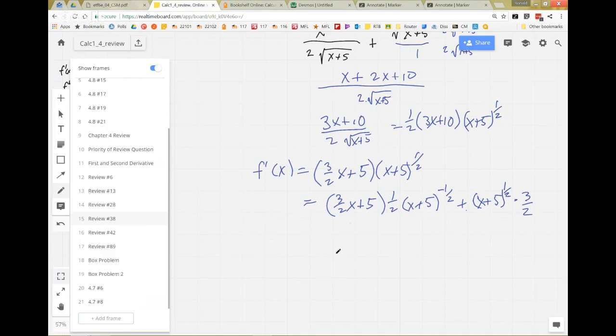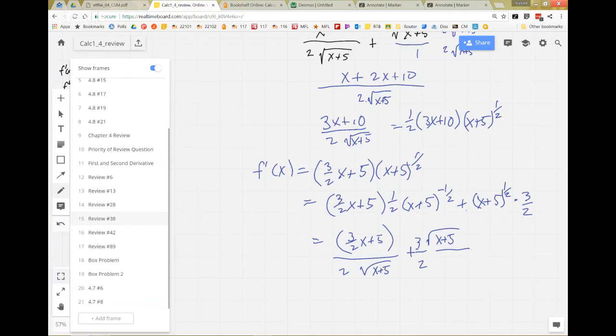All right. So let's simplify. 3x plus 3/2 x plus 5 on the top. We got a 2 on the bottom, and we have a square root of x plus 5. And over here, we have a square root of x plus 5 times 3/2. Okay. So the big question is, when is this equal to 0?